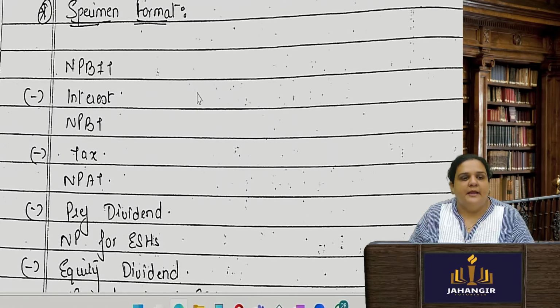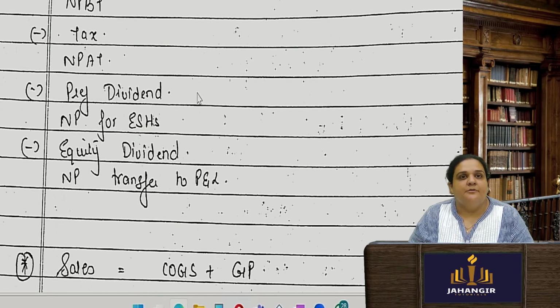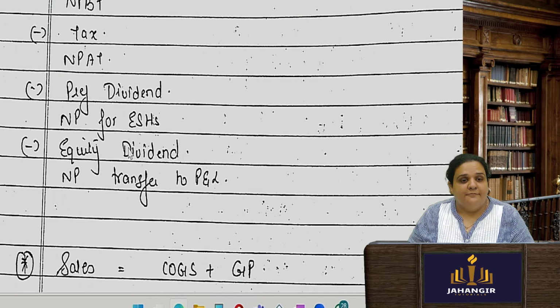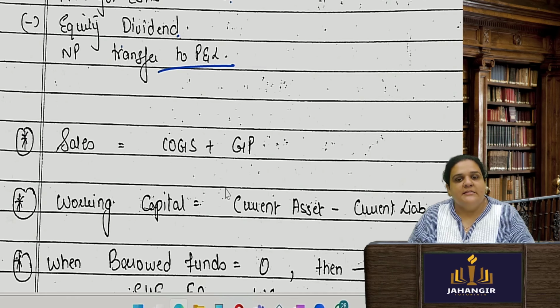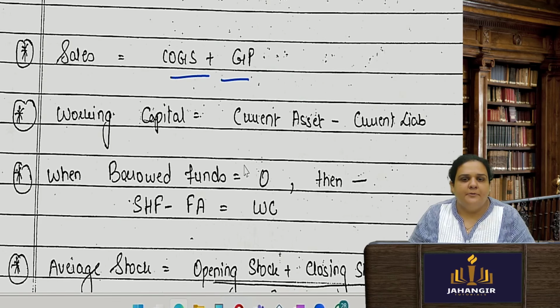Then NPBIT less interest is NPBT, less tax is net profit after tax, less preference dividend is net profit for equity shareholders, less equity dividend is transfer to P&L. Sales is what? COGS plus gross profit. These are certain important formulas.